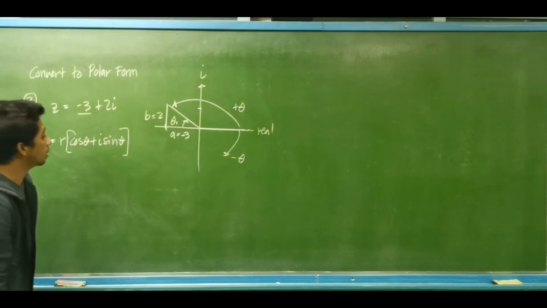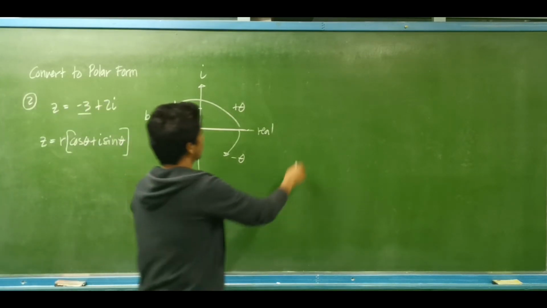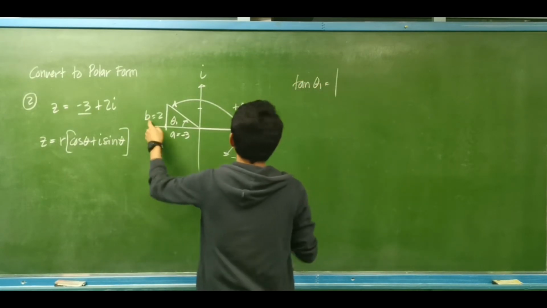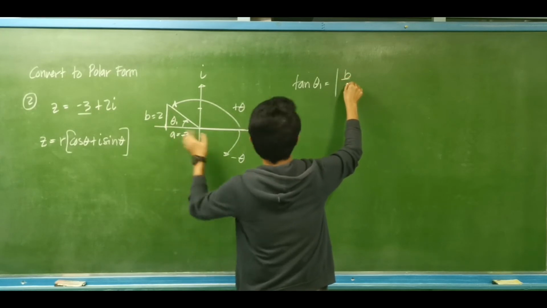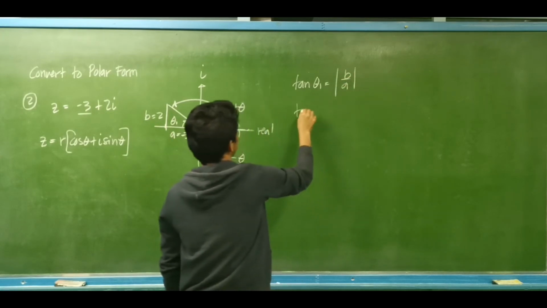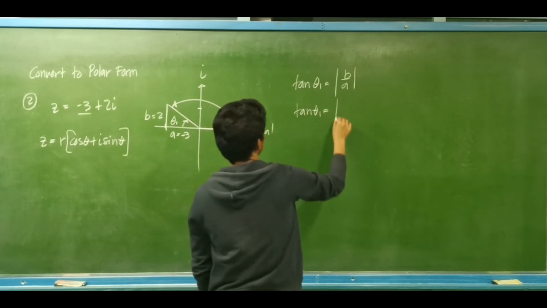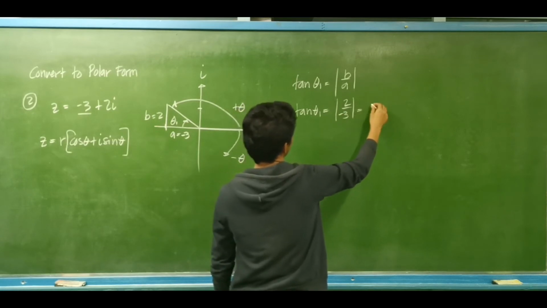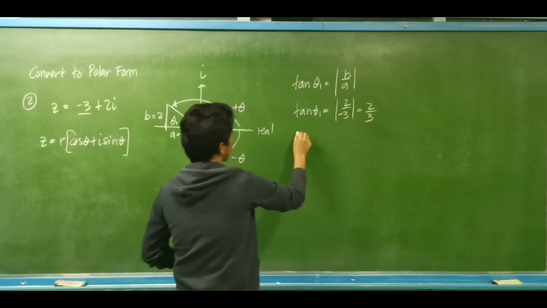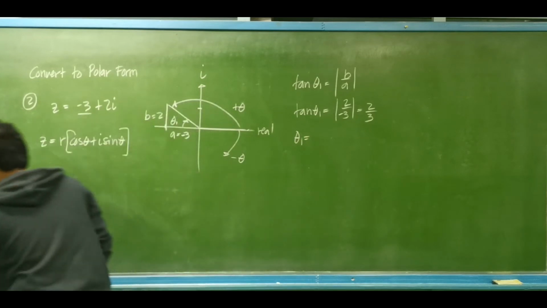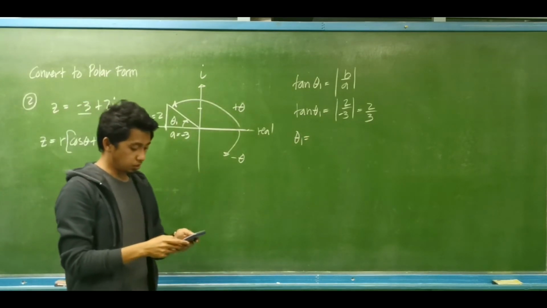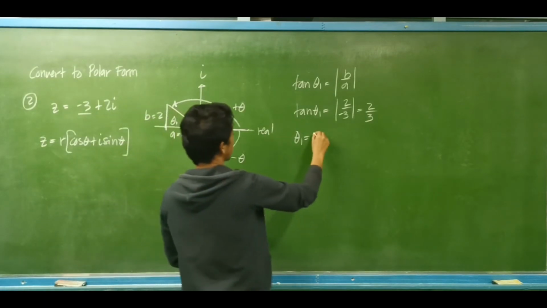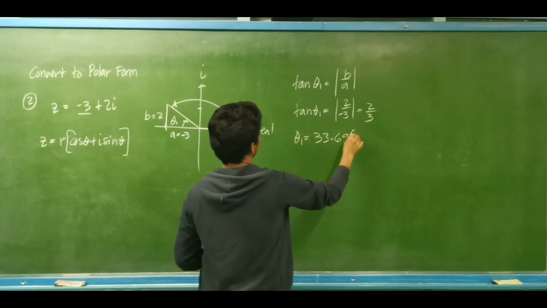To determine theta 1, we use the absolute value. That is, the tangent of theta 1 is equal to the absolute value of the opposite, that is b, divided by your adjacent, a. So the tangent of theta 1 is equal to the absolute value of 2 over negative 3, but since it is absolute value, this is the same as 2 over 3. So what is our theta 1 equal to? That is shift tangent of 2 over 3. We have 33.69 degrees.